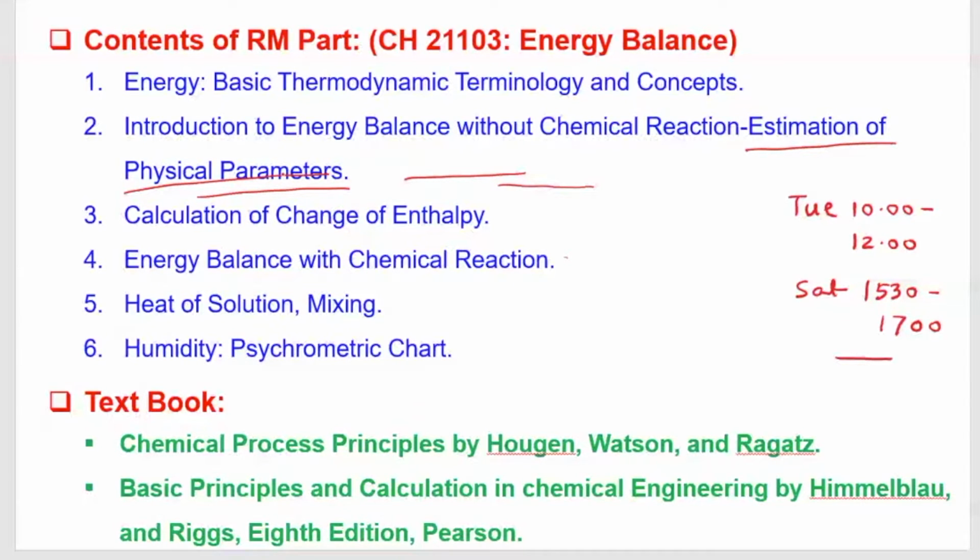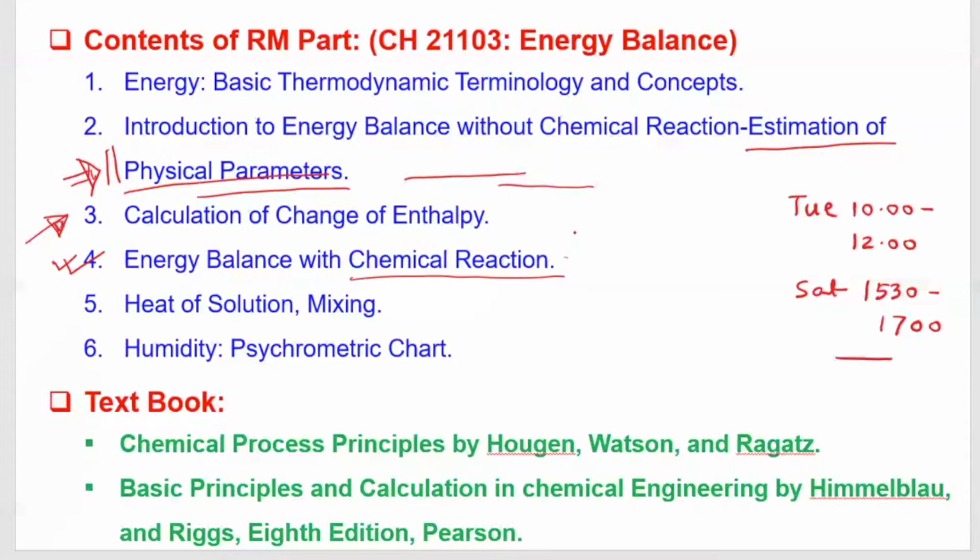So we will see how we can get a first level approximation of these physical parameters. Then we will look into calculation of change in enthalpy type of situation. Then after some time, we will look into energy balance with chemical reaction. Don't forget that 2/3 of the class is chemical engineers, so we have to deal with chemical reactions. That's where we will start differing from mechanical engineers and electrical engineers, for example. And 1/3 is biotechnologists, and you also have a lot of biochemical reactions.